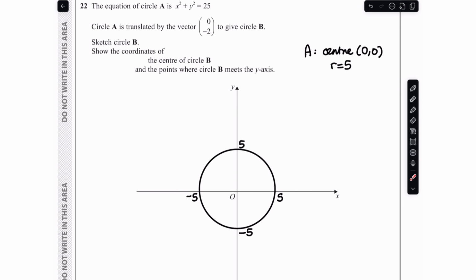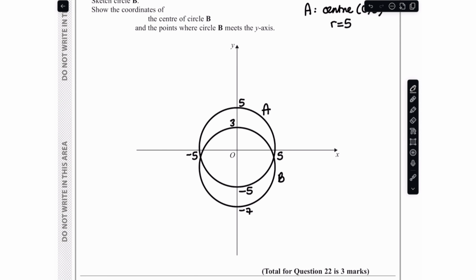Circle A is translated by the vector (0, -2), which means it's translated 2 units down in the vertical direction. So if it's translated 2 units down, that means this circle will move down in this direction. So circle B will look something like this. And if we're moving 2 units down, 5 minus 2 gives us 3, so it cuts the y-axis at the point (0, 3), and -5 minus 2 is -7. So this point would be -7. And I'm going to label this as B. And that right there is your final answer.